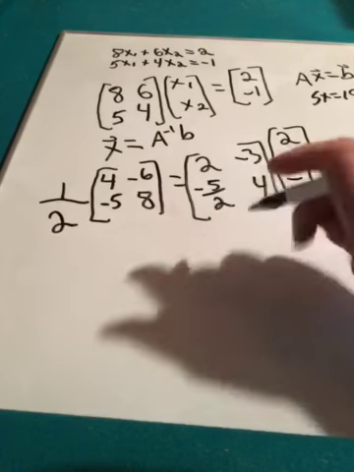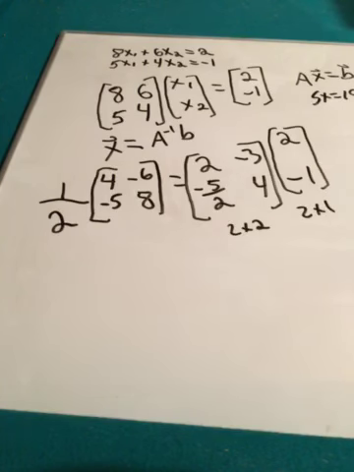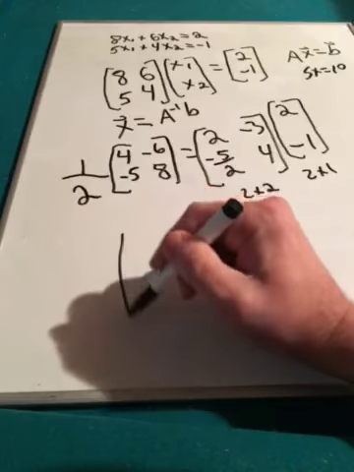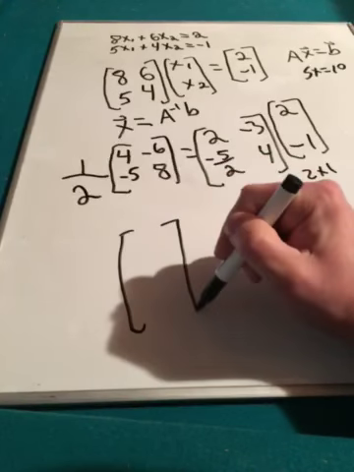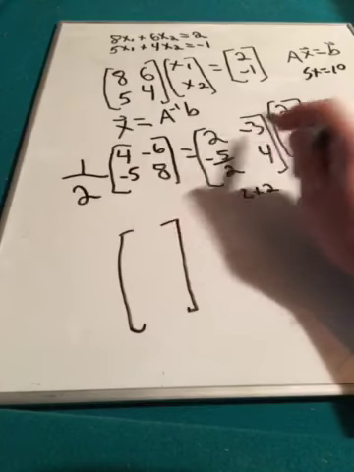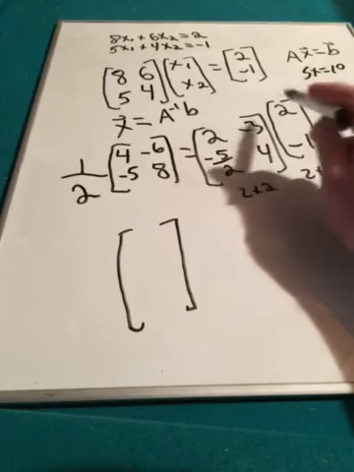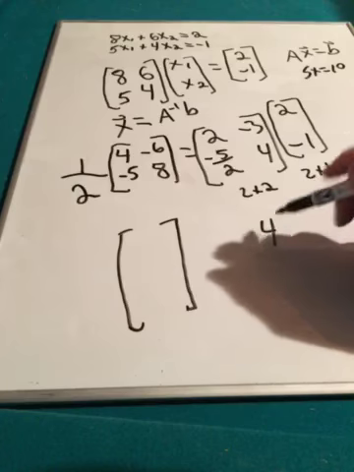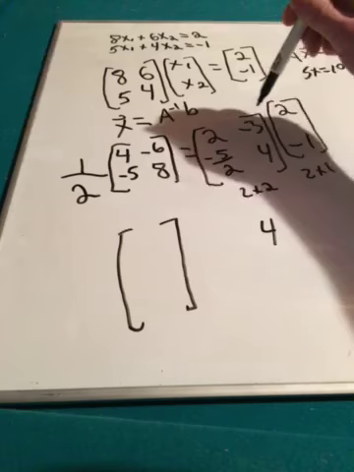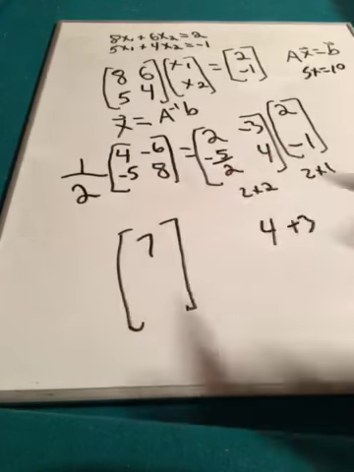All right, so here we have it again. This is a 2 by 2 matrix. This is a 2 by 1 matrix. So what we get out of this is a 2 by 1 matrix. So what's the first entry? That's the first row, first column. So it's the first row of A inverse multiplied by the column of B. So it's 2 times 2, so it's 4, and then plus minus 3 times minus 1, well, that's plus 3, so 4 plus 3, so that's 7.